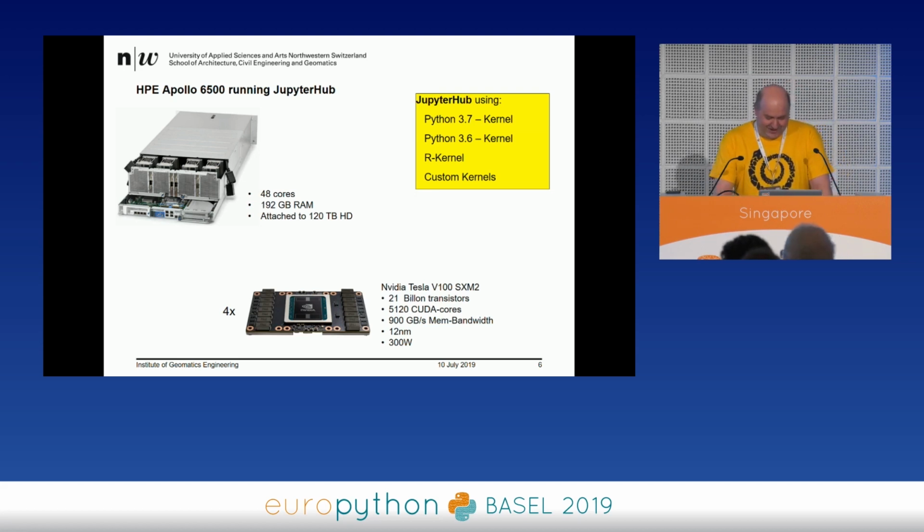Okay, so what I wanted to say, we have the NVIDIA Tesla V100, the SXM2 model. That's one of them here, and it uses lots of power and has 900 GB/s bandwidth, so it's quite fast. That we use to create our deep learning models. More about that maybe later.